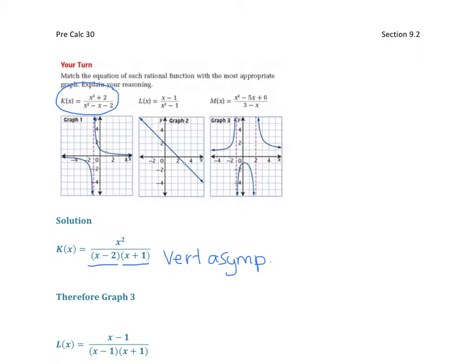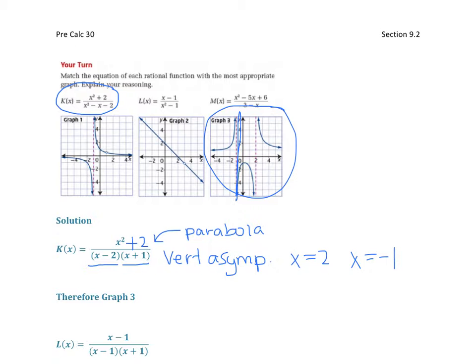So we have a vertical asymptote at x equals 2 and x equals negative 1. And actually this should be x squared plus 2 on the top there. We know that this is going to be a parabola because it's an x squared, so we're dealing with a quadratic on the top. If you look at graph number 3, we have a vertical asymptote at x equals negative 1, x equals 2, and we have a parabola going on. So K(x) equals graph number 3.